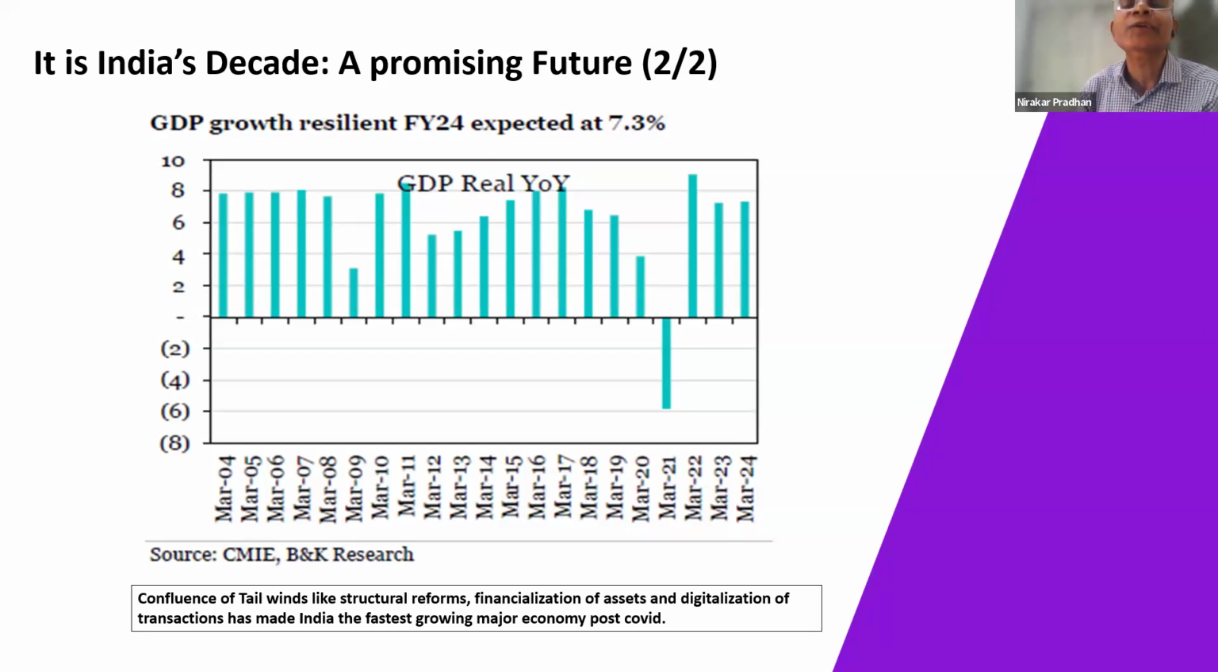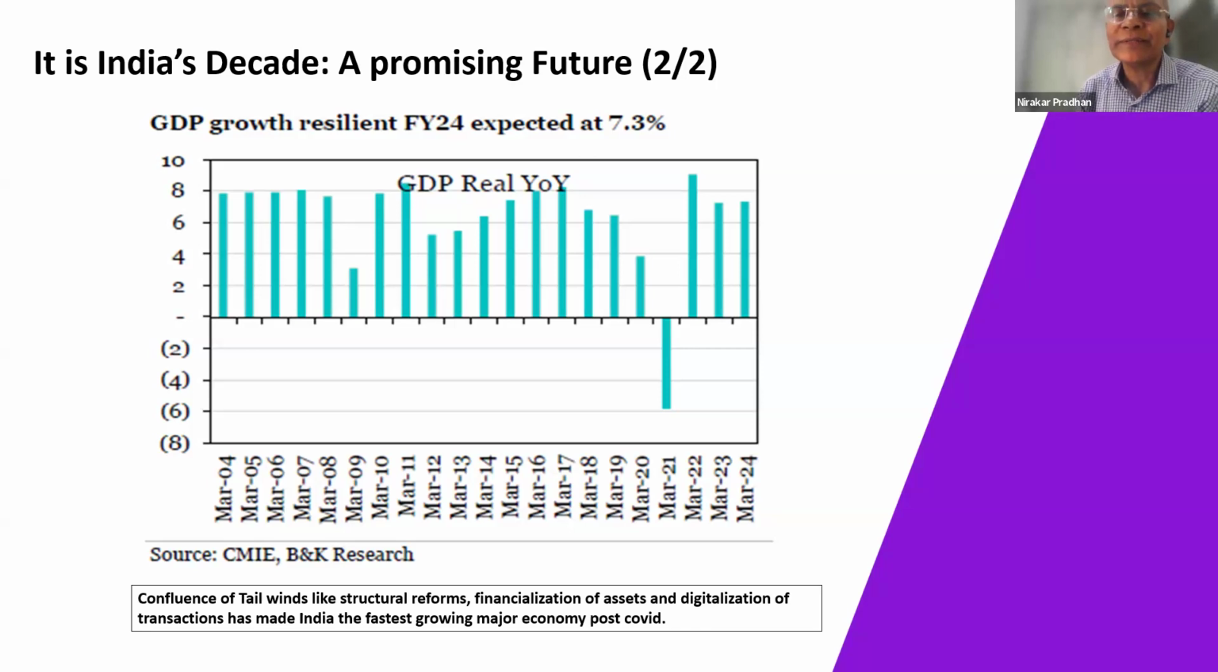Third trillion, it took us 5 years. But in the last 2, 3 years post-COVID, the speed of transformation has really gone very high. We expect India to be a 10 trillion economy in the next 10 years.